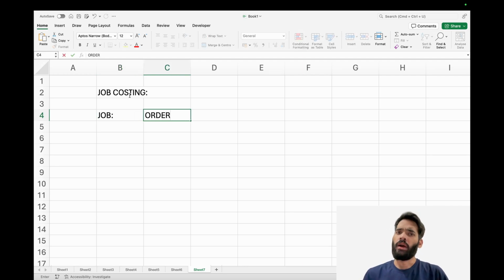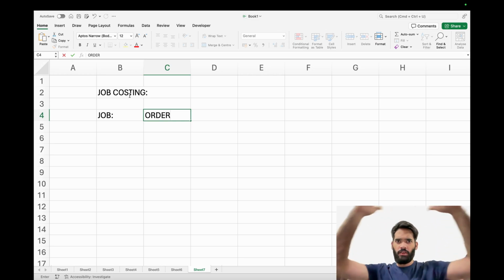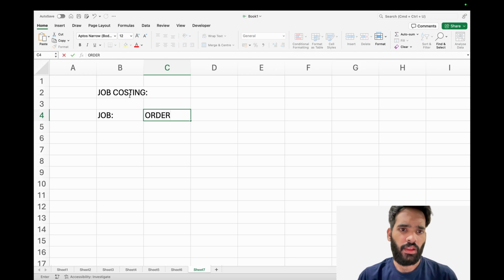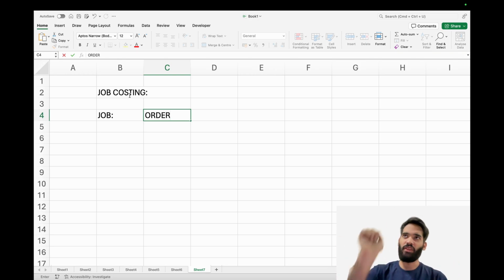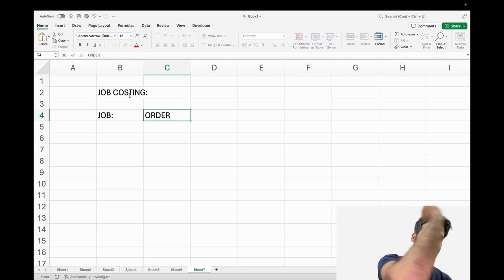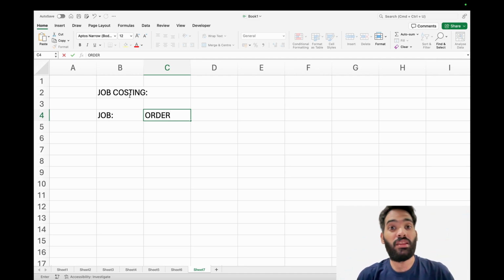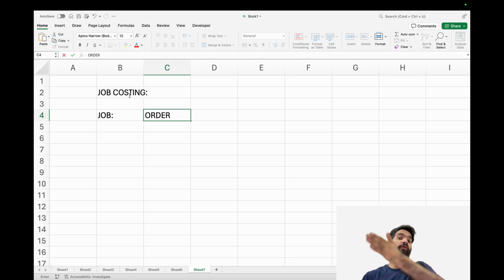For example, McDonald's. McDonald's gets a lot of orders every day, right? When they open their place, so many customers are placing their orders. I want this Big Mac. I want this, and with this. I want this, that, with that. So these are called jobs for McDonald's, meaning orders. That's what we mean by job costing: calculating the cost of each order we are preparing.